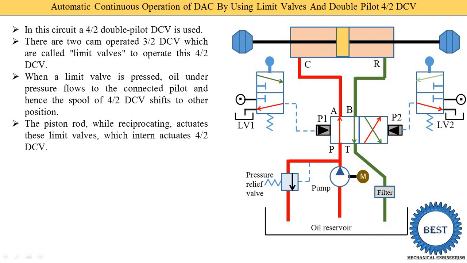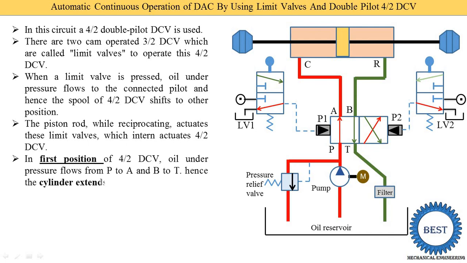Means when this cam is pressed, this 3/2 DCV, limit valve 1, operates, and it further operates the 4/2 DCV. Now we understand the first position. So this diagram is for the first position.